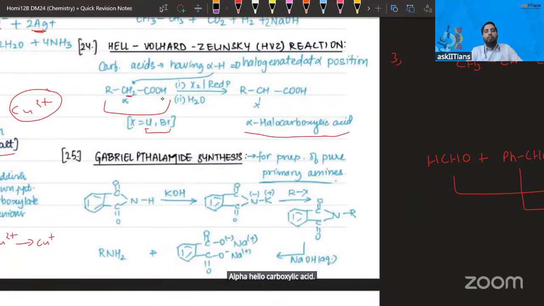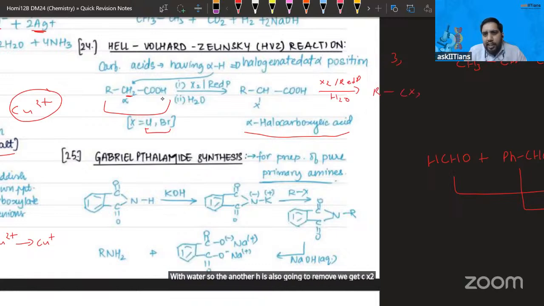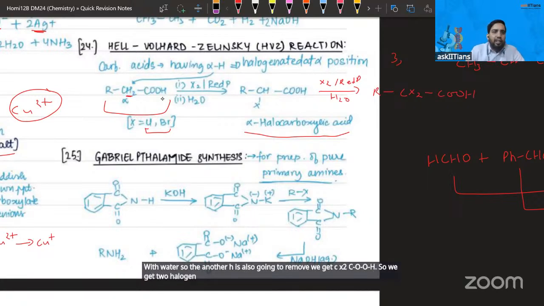Alpha halocarboxylic acid. We can react this compound further with X2 and red phosphorus with water. So the other H is also going to be removed. We get CX2COOH. So we get 2 halogens. So whatever be the number of alpha hydrogens, they are all going to be replaced one by one.